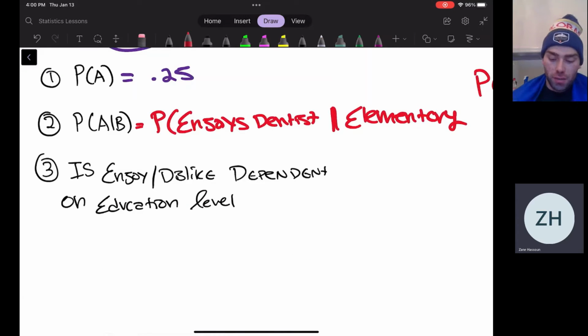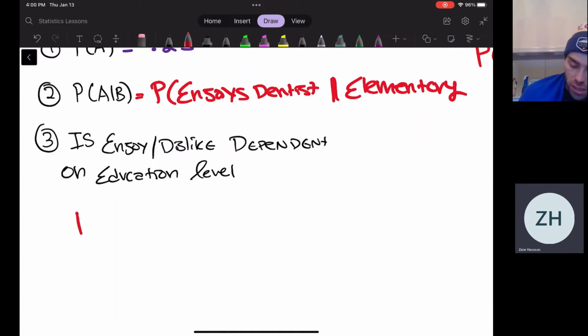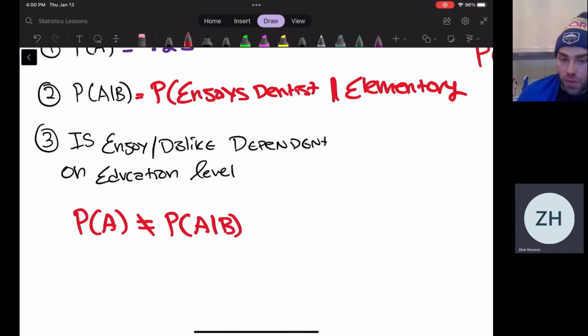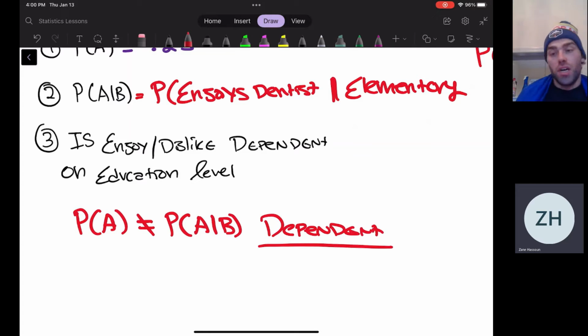Is whether they enjoy or dislike going to the dentist independent or dependent on education level? Since the probability of A does not equal the probability of A given B, these events are dependent. Otherwise, if they were independent, it wouldn't matter whether B occurred or not; the probabilities would need to be the same.